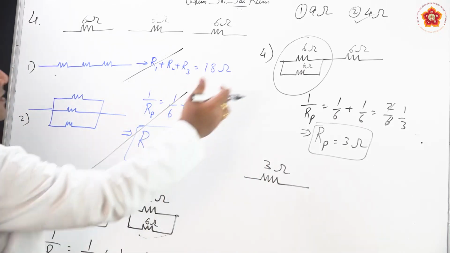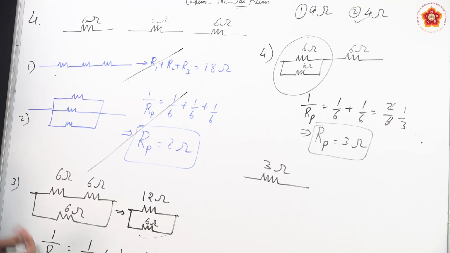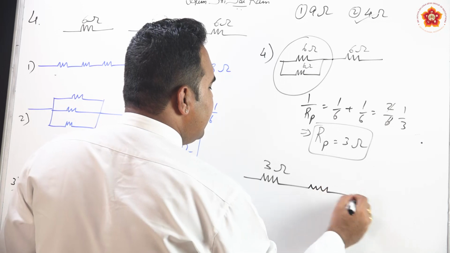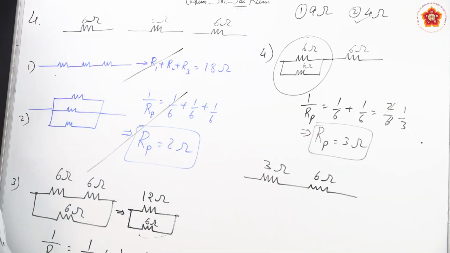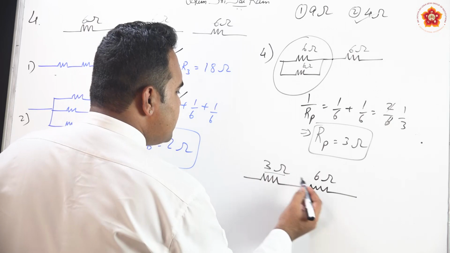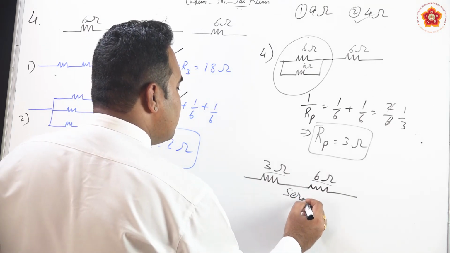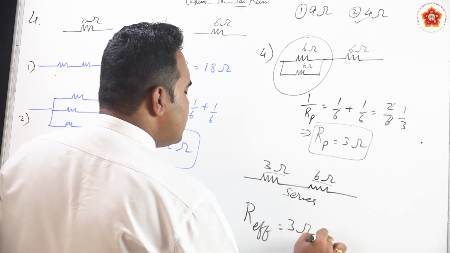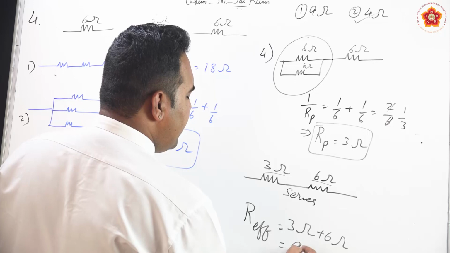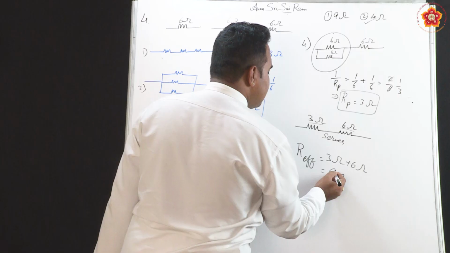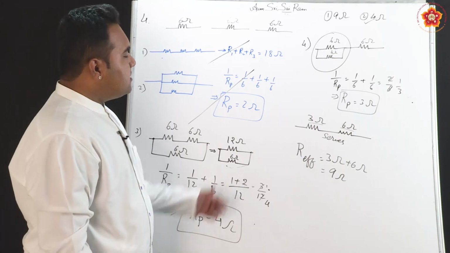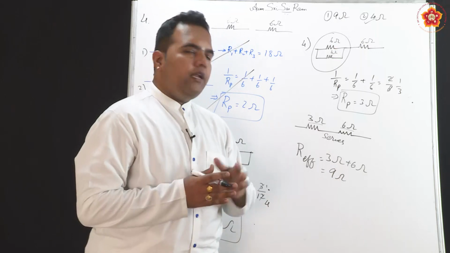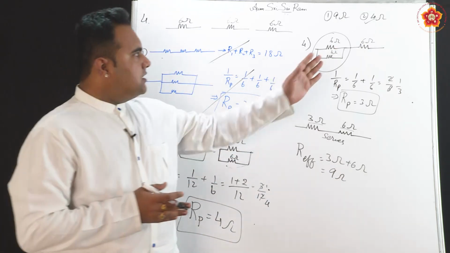Why did we get 3 ohms? Because these 2 are connected in parallel. Now, the 6 ohm resistor which is connected in series will join this 3 ohm resistance. So what will happen now? 3 ohms and 6 ohms are connected in series. The effective resistance will be 3 ohms plus 6 ohms, which is 9 ohms. And yes, this is the desired result, because in the question they have asked how you should connect 3 resistors of 6 ohms each so that we get a final output of 9 ohms. So this is the way we connect.